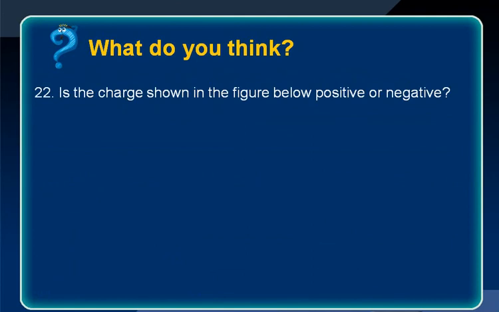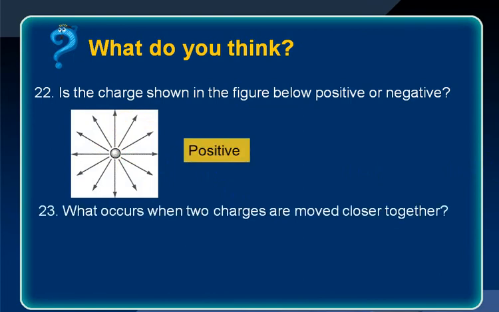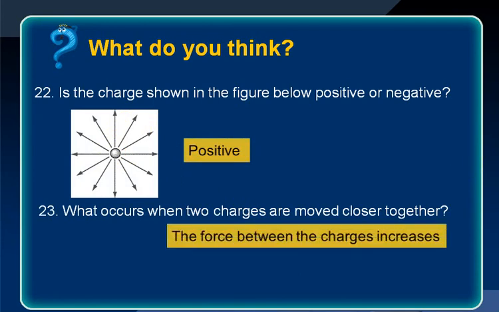Is the charge shown in the figure below positive or negative? Based on the lines, they are going out from the charge. We say that this charge is positive. Question 23. What occurs when two charges are moved closer together? The force between the charges increases.